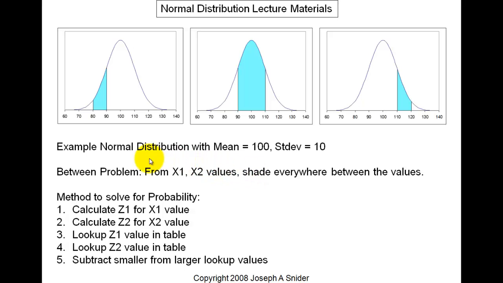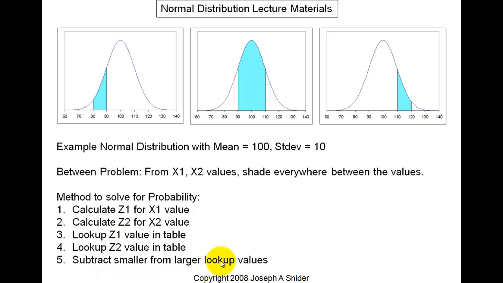The way you solve for this is that you have 5 steps. You calculate a z-value for each x. So for 80 and 90, 90 and 110, 110 and 120, we calculate the z-value for that x. Then we look up that z-value. That's steps 3 and 4. So for each one of the x's, we now have a z and a lookup value.